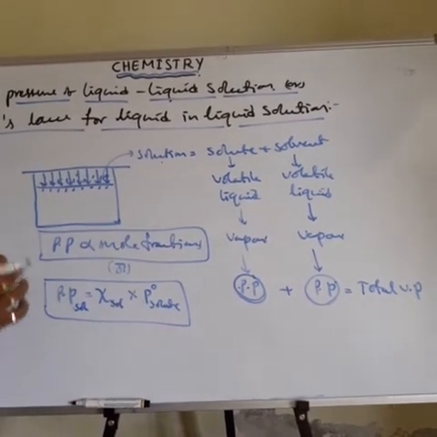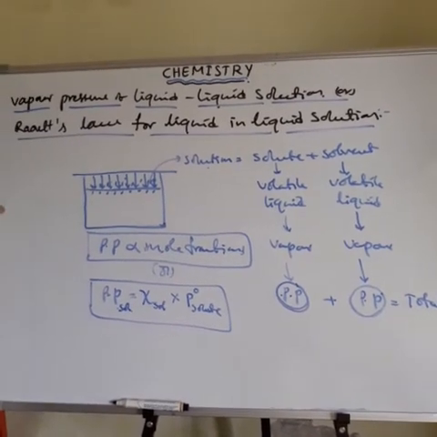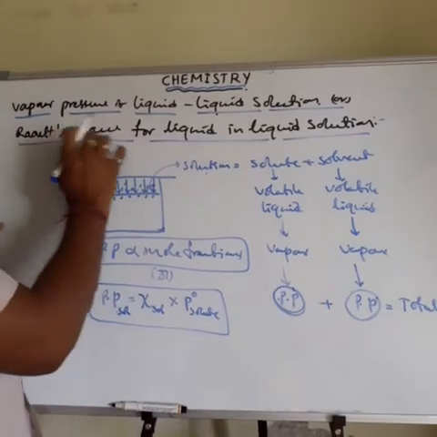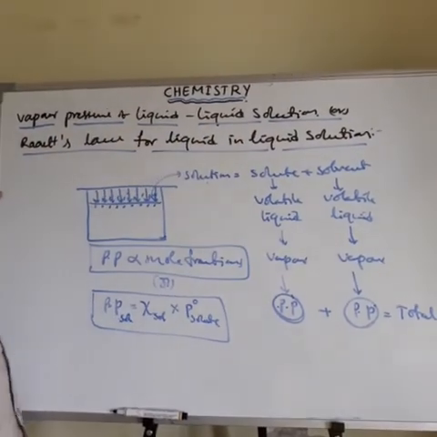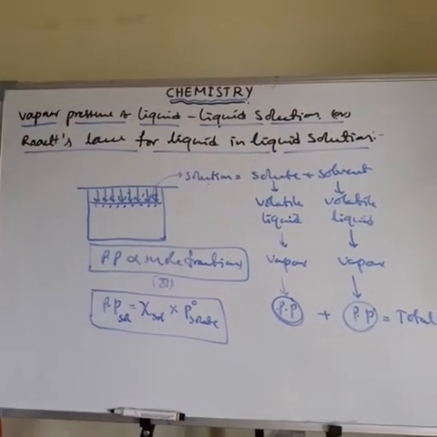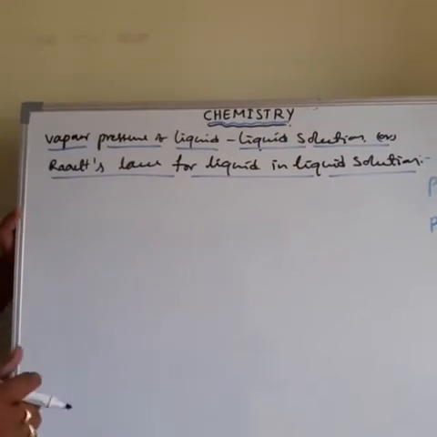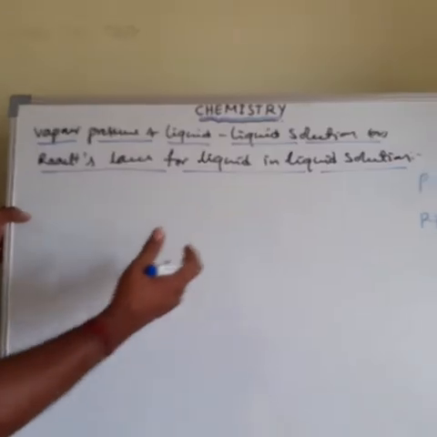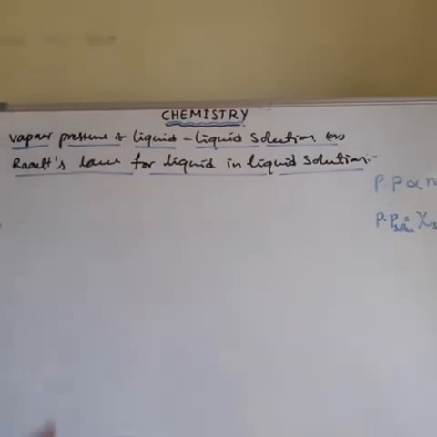That is about the two statements of Raoult's law. Based on these statements, we can derive Raoult's law for the liquid in liquid solution. Next is the derivation: how to derive Raoult's law for the liquid in liquid solution. Just now I told you one example. What is the statement of Raoult's law?